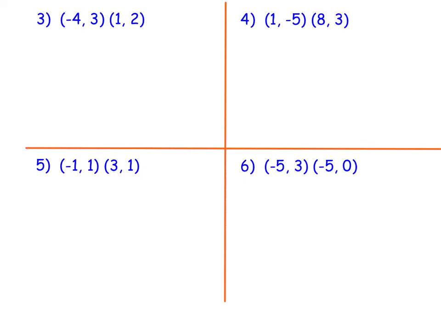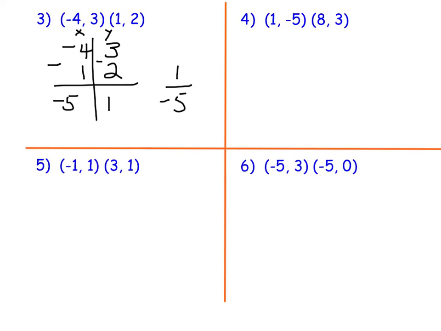Okay, we're ready to check our answers. So let's go ahead and first line up our 2 points vertically. We have -4, 3, and 1, 2. Remember, this is the x, and this is the y. Now subtracting, we have -4 minus 1, which is -5. And then we have 3 minus 2, which is 1. This gives us a slope of -1/5.